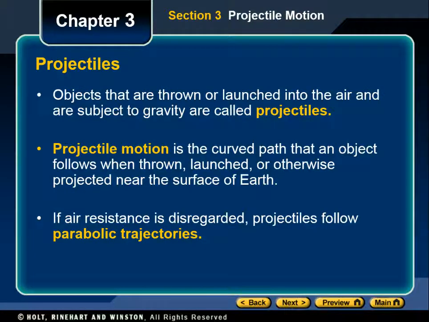Chapter 3, Section 3, Projectile Motion, Two-Dimensional Motion. Previously, we showed how quantities such as displacement and velocity were vectors that could be resolved into components. In this section, these components will be used to understand and predict the motion of objects thrown into the air. Use of components avoids vector multiplication.